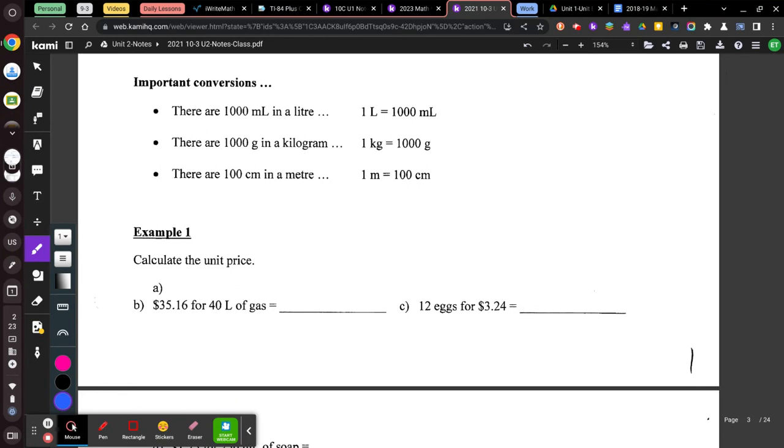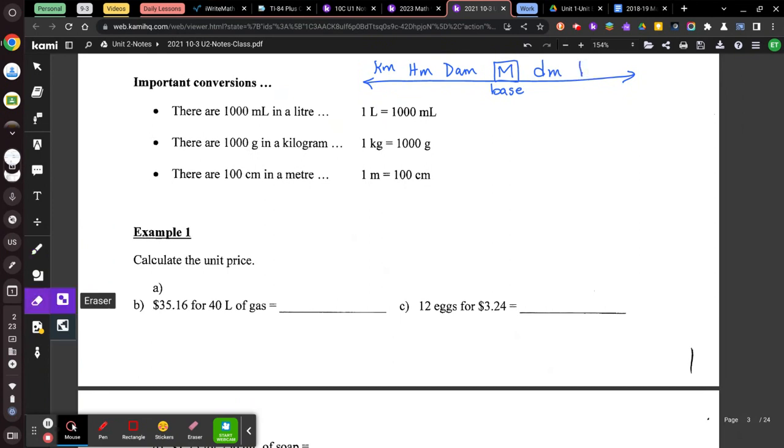Okay, next we are going to our examples. So we have to remember a couple different conversions. So this is talking about our metric system. So if we've got kilometers over here, we would have hectometers, we would have decameters, we put meters in the middle. That's called our base unit. Then we would have decimeters, a small letter d. Then we've got centimeter. And then we would have millimeter. Now, the base unit here would be meters.